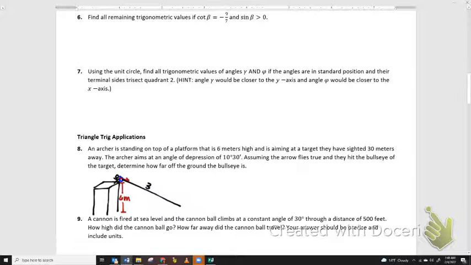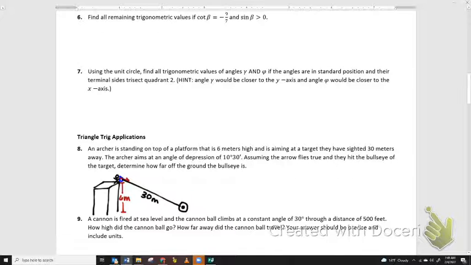So we have 30 meters. And he's going for the bullseye. The archer aims at an angle of depression of 10 degrees, 30 seconds. Where's the angle of depression in my picture? What'd you say? Down by the target? That sort of, but remember, I'm the archer, so we have to do this from the archer's perspective.